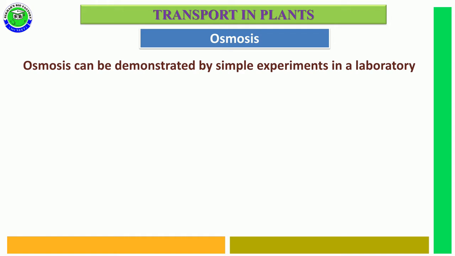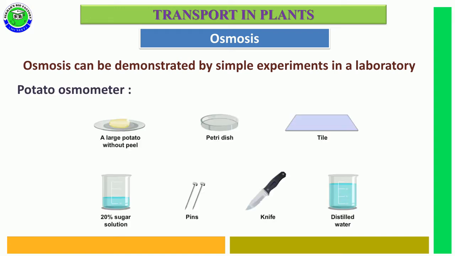The osmosis process can be demonstrated with the help of some simple experiments in the laboratory. The first experiment is the potato osmometer. For this potato osmometer, we need some basic requirements like a large potato without peel, a petri dish, a tile, 20% sugar solution, pins, a knife along with distilled water.